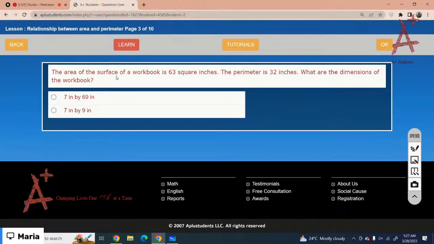Okay. The area of the surface of our workbook is 63 square inches. The perimeter is 32. What is the dimension of the workbook? Which is the correct option?